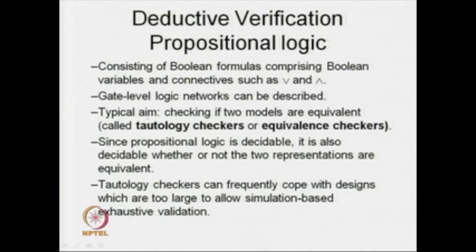And typically in deductive verification, what we basically check is whether two models are equivalent or not. We call these tautology checkers, because in our design phase we are having an abstraction. First we come up with a model, then we make it more refined, we go for another level. Now, every time we have to check whether we are going to get an equivalent translation or not. So, we can look for such an equivalence checker. So, sometimes you can say tautology checker is also there, or equivalence checker.